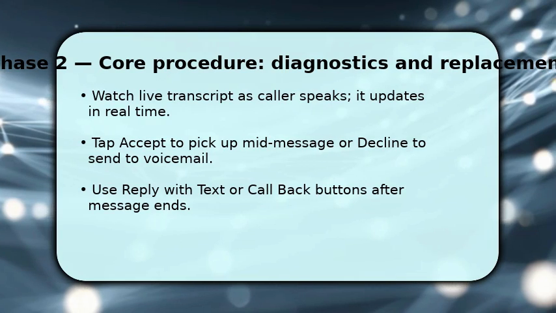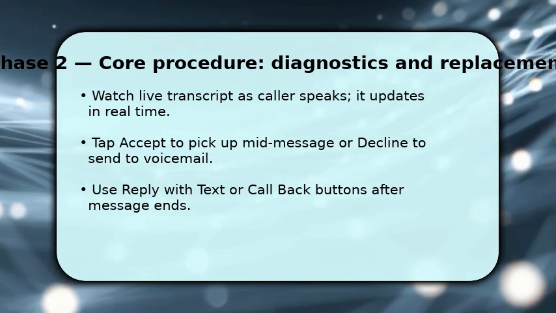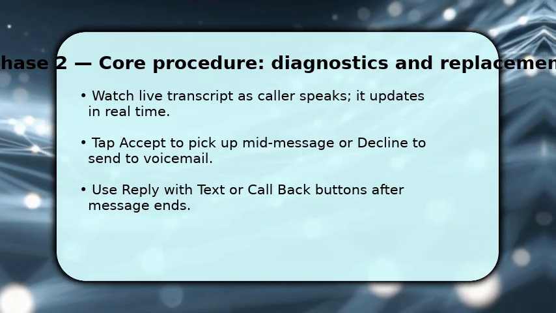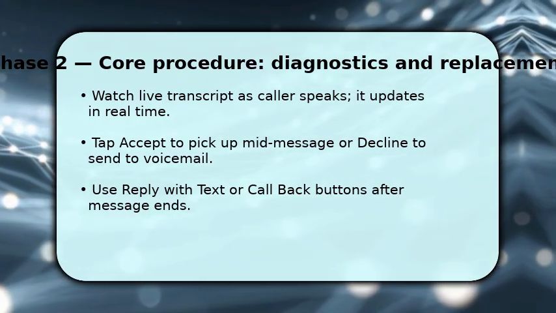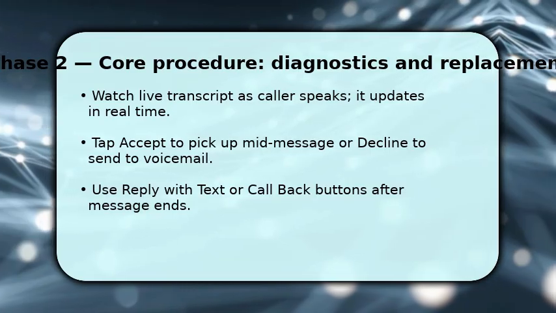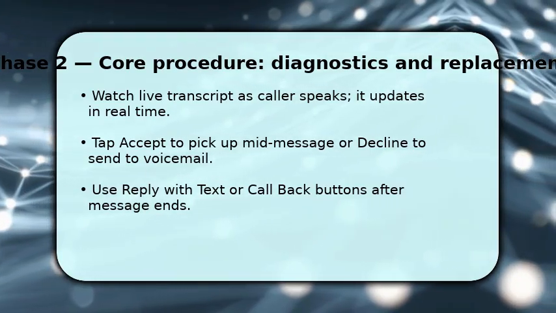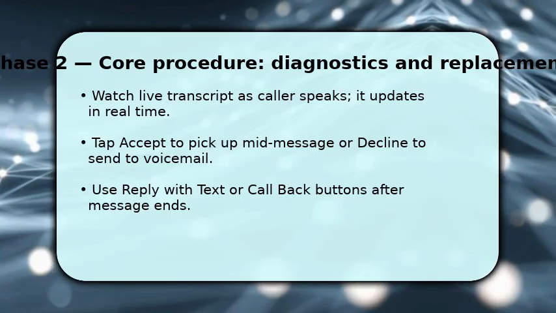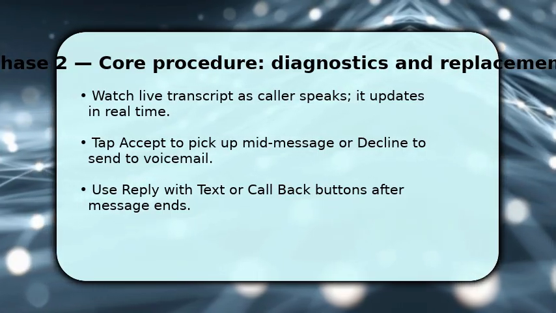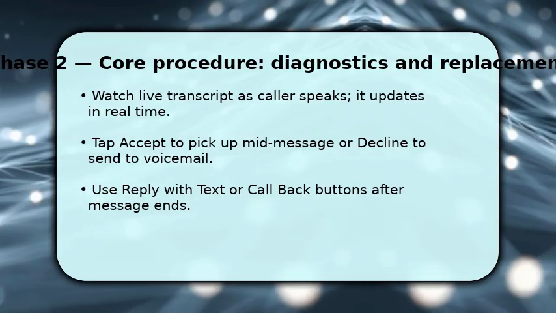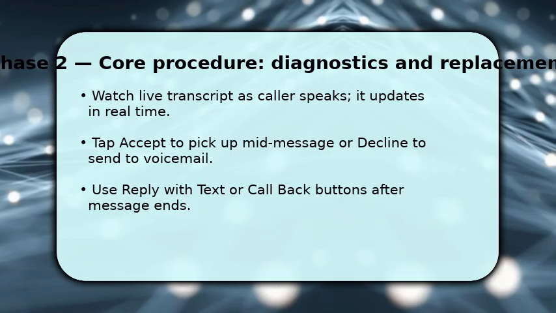Once live voicemail is active, incoming calls show a live transcript while the caller speaks, so you can read intent before answering. Watch the text update in real time. If it's urgent, tap Accept to pick up mid-message, or tap Decline to send them to voicemail while you keep the transcript. After the message completes, choose Reply with Text to respond quickly or call back to return the call. This saves time when screening unknown numbers.